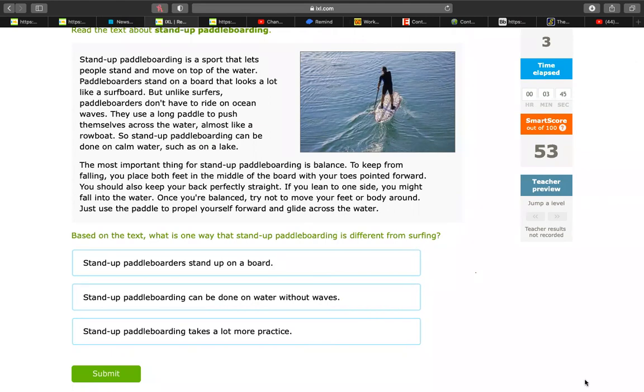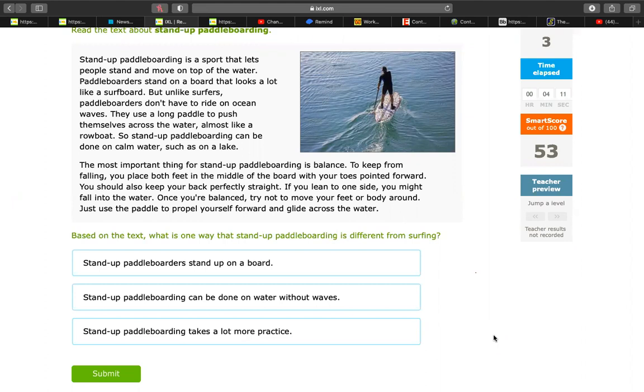Paddleboarders stand on a board that looks a lot like a surfboard, but unlike surfers, paddleboarders don't have to ride on ocean waves. They use a long paddle to push themselves across the water, almost like a boat. So stand-up paddleboarding can be done on calm water, such as on a lake. The most important thing for stand-up paddleboarding is balance.